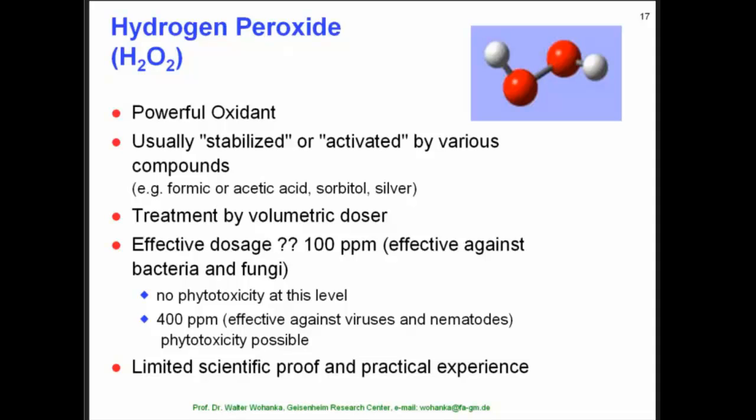Unfortunately, there's not much scientifically proved information about efficient and plant-compatible concentrations. However, it seems that about 100 ppm are necessary to kill bacteria and sensitive fungal structures. Higher concentrations of about 400 ppm are needed against viruses and nematodes. However, at such high concentrations, phytotoxicity may occur.